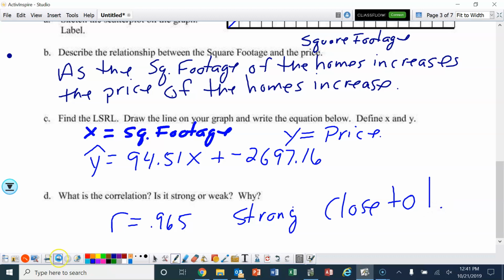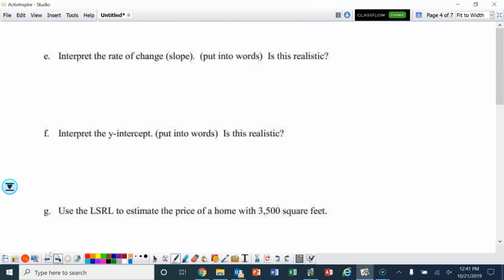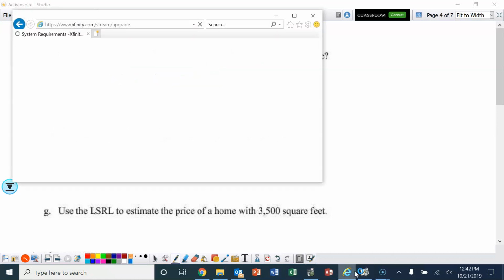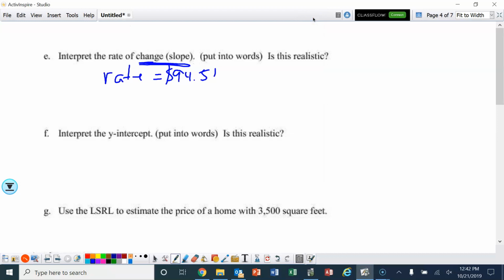All right, let's wrap this up. Next page, interpret the y-intercept. Or I'm sorry, the slope, the rate of change. So the rate in this problem, again, is the 94.51. And remember, here x is going to be 1.